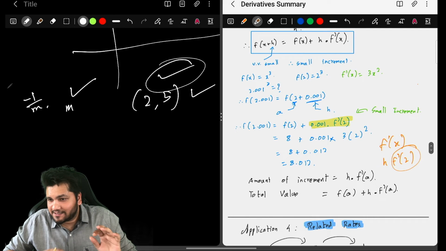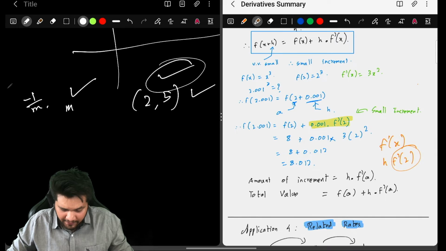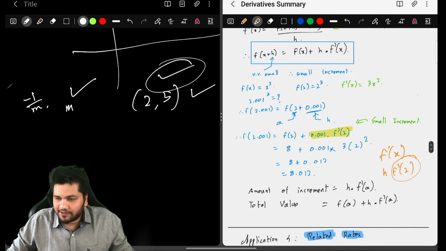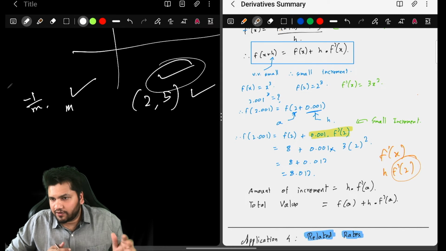Now remember, this is the approximate value. This is not the accurate value. Because this is small increment with the derivatives, we are just estimating this is going to be the answer. This is not going to be the accurate answer. But just using derivatives without a calculator, you can find 2.001 cube in short.